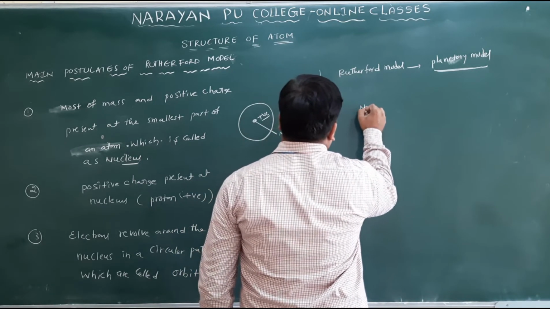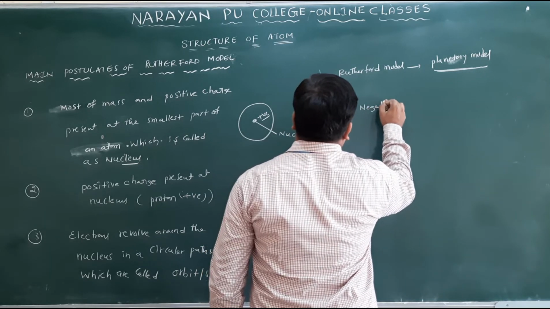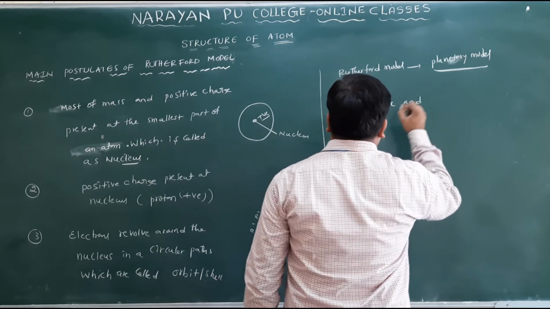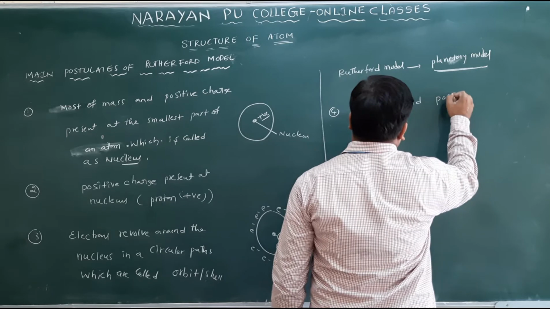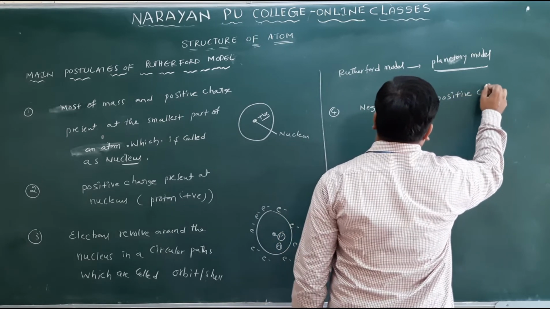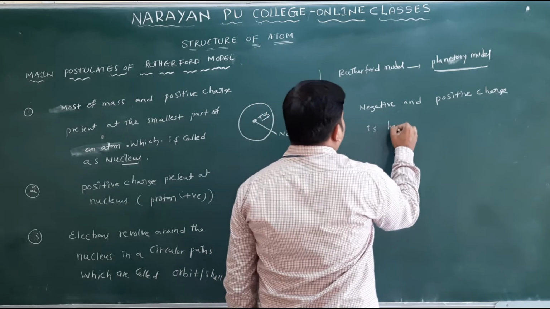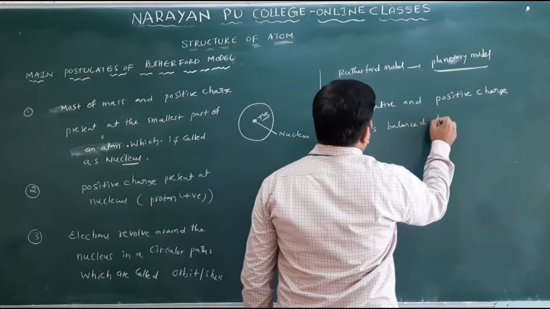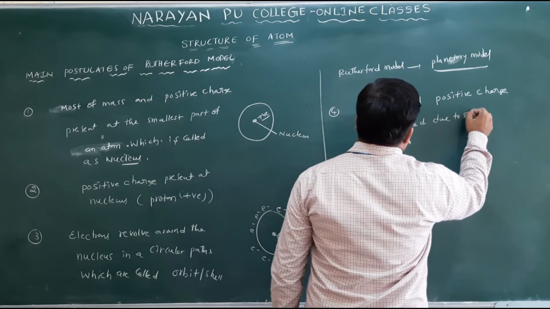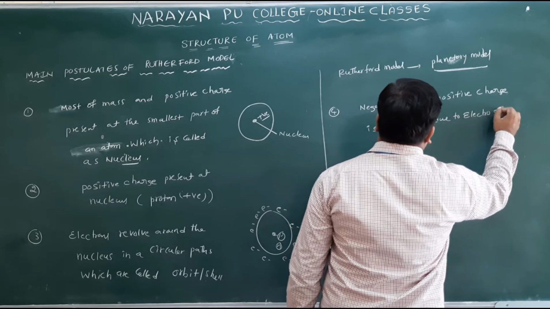Write one more point here: negative charge and positive charge is balanced due to electrostatic attractions.